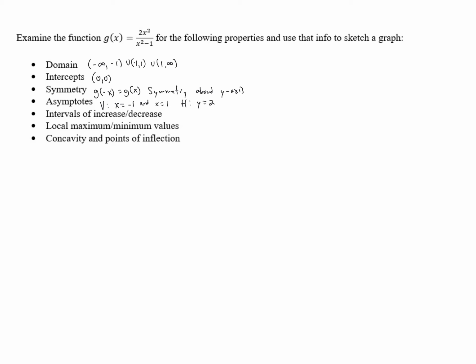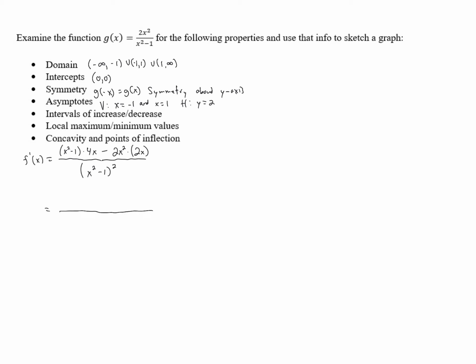For intervals of increase and decrease, we need to know what the derivative is. And so we need g prime of x. Again, we're going to use the quotient rule. We've got low d high. That's going to be x squared minus 1 times the derivative of the top, which is 4x, minus high d low. That's going to be 2x squared times the derivative of the lower function, which is 2x, all over low squared, x squared minus 1 squared.